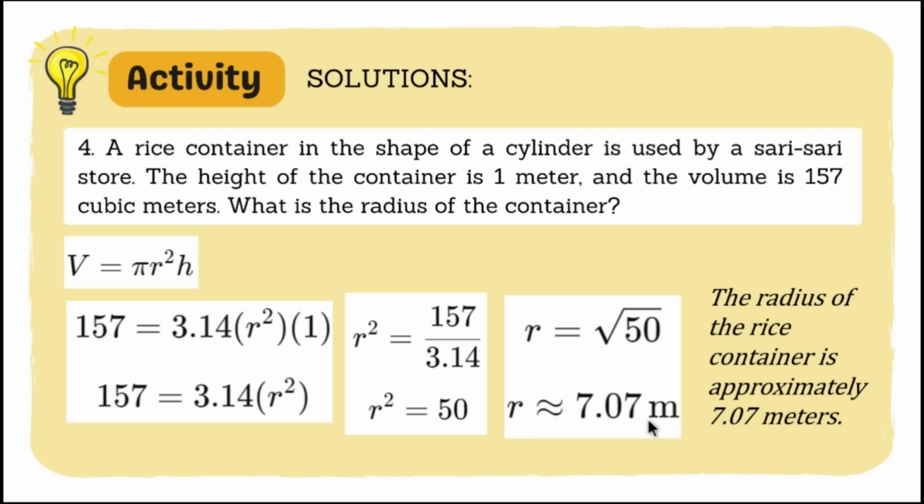Ito, hinahanap natin yung radius. At ang radius squared is 50. Okay? I hope hindi kayo nag-stop dito. Kinuha nyo yung square root ni 50 para matanggal yung exponent ni r. So, it will be 7.07 meters. Okay? So, yun po yung mga sagot sa ating mga exercises. I hope nakuha mo nyo po ng tama ang mga practice questions natin.